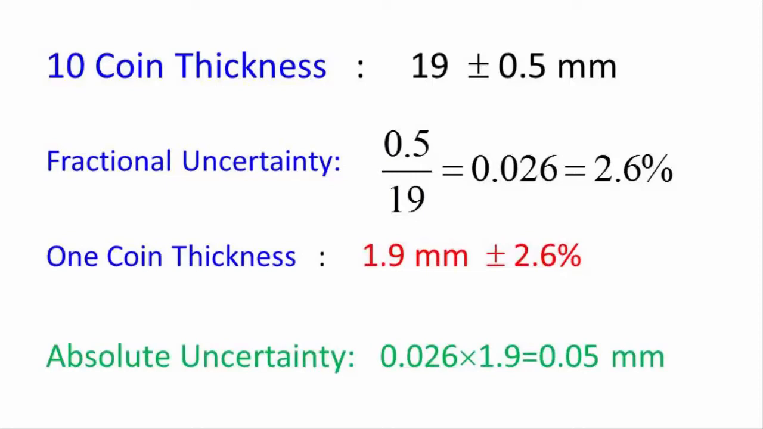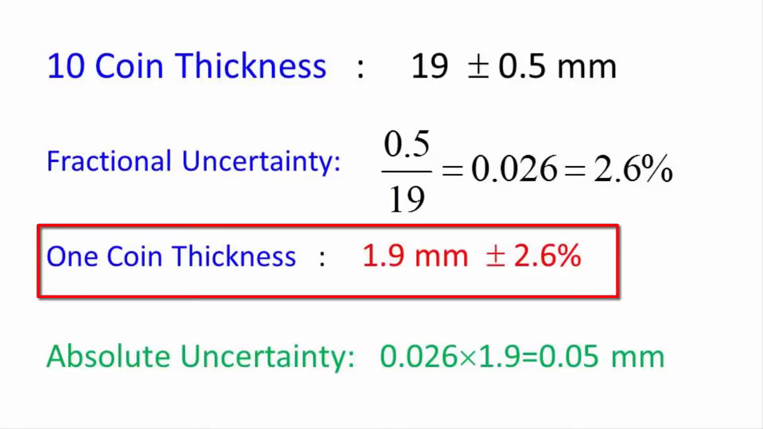But the fractional uncertainty in our result is still 2.6%. So the thickness of the coin is 1.9 millimeters plus or minus 2.6%. We have increased our precision by a factor of 10 by using 10 coins instead of 1.